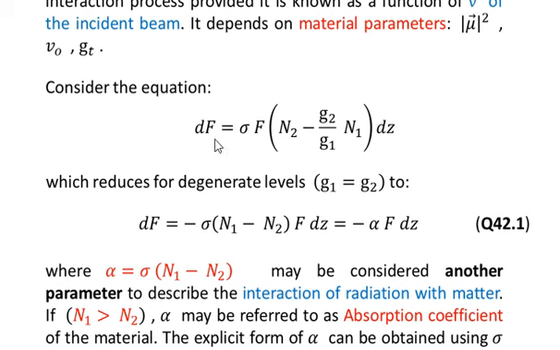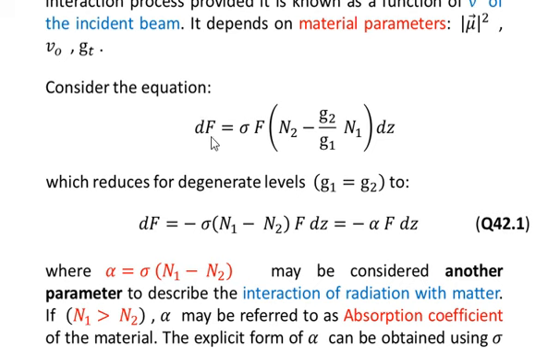Consider the equation dF(x) is equal to sigma into capital F. Within the parenthesis we have n2 minus g2 over g1 times n1, and after the parenthesis we have dz. This dF is actually a change in flux. When a flux of beam capital F passes through a material having thickness dz, n2 is the population of level 2 and n1 is the population of level 1, where g1 and g2 are the degeneracies of levels 1 and 2 respectively, and sigma, you know, is the cross section.